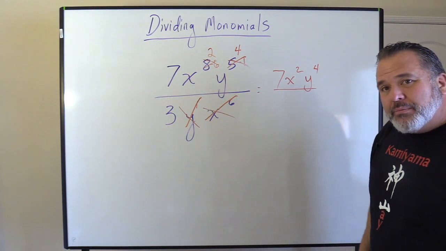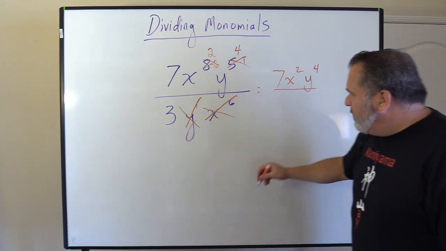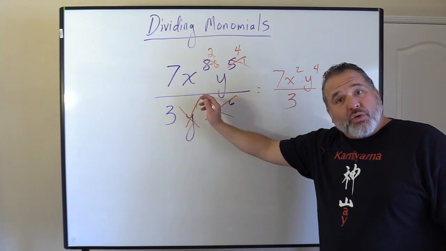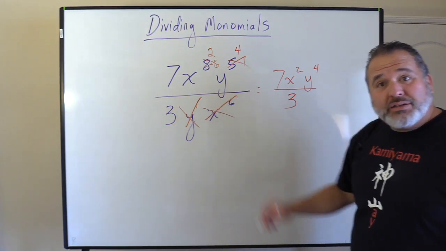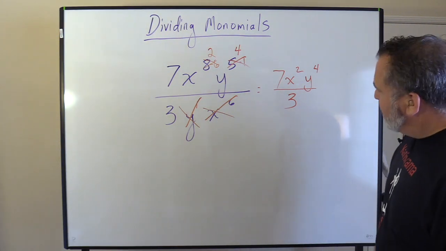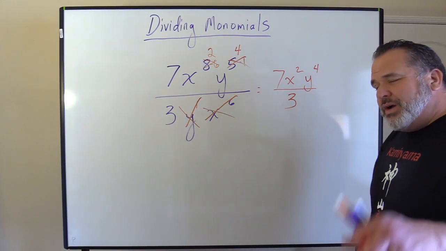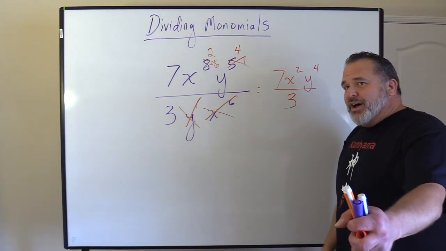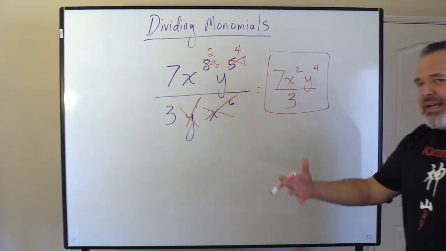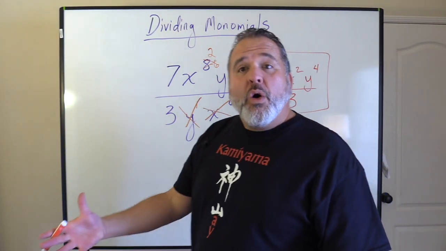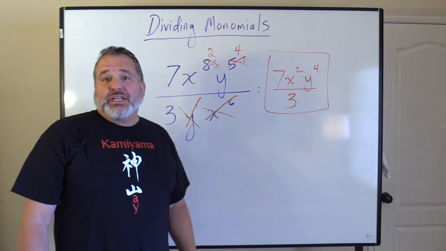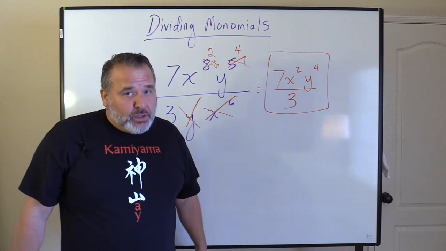What's left on the bottom? Got a 3. Do we got a y? Any y's left? Nope, crossed it off. Do we got an x left? Nope, crossed it off. And now what we got is we got this problem right here. We got our answer. But the question is, are variables written in alphabetical order? Yep. So that's my answer right there. 7x to the second, y to the fourth, all divided by 3. And that's as simple as we can get that fraction. Okay, that's as simplified as we can go.